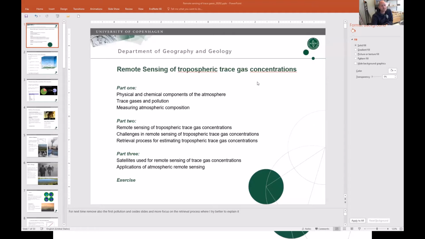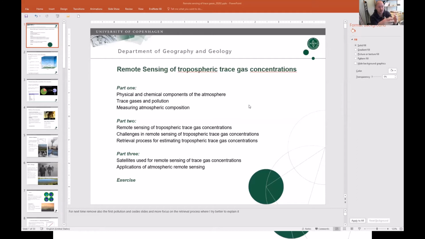So today we're going to talk about remote sensing of tropospheric trace gas concentrations. And first, we're going to have an introduction to set the stage: what are the physical and chemical properties of the atmosphere. Then we're going through some different trace gases that are very strong polluters of the atmosphere, and then we're going into how to measure atmospheric compositions on the ground.